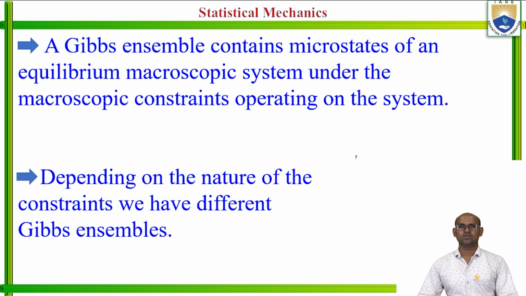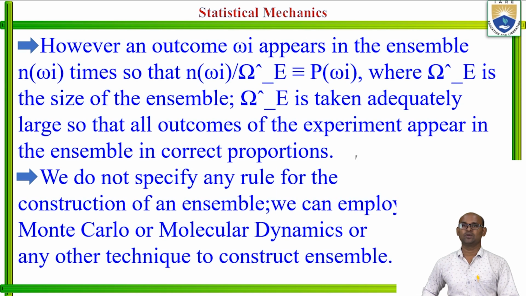So that is about an ensemble. For example, to understand an ensemble, you can take a simple example of tossing a coin. Take the tossing a coin experiment. There can be two outcomes, heads and tails. So the sample space contains two outcomes, heads and tails, right? And you can obtain the probability of occurrence of heads and the probability of occurrence of tails.